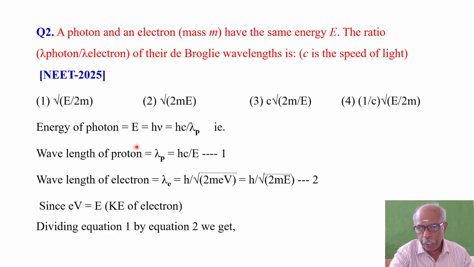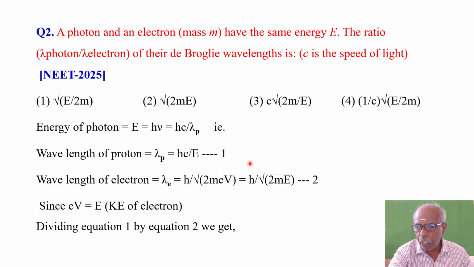Energy of photon, capital E, is equal to h nu. According to the photoelectric equation, E is equal to h nu plus chi, that will be a different thing. So it is equal to hc by lambda p, because nu is equal to c by lambda, that you know. To specify that it belongs to the photon, we put the symbol lambda p. So lambda p goes to the left hand side and E comes to the right hand side. So lambda p is equal to hc divided by capital E. This is the wavelength of the photon, that is equation 1.